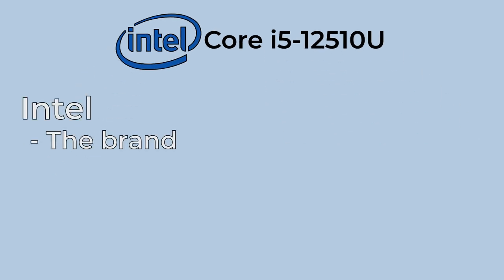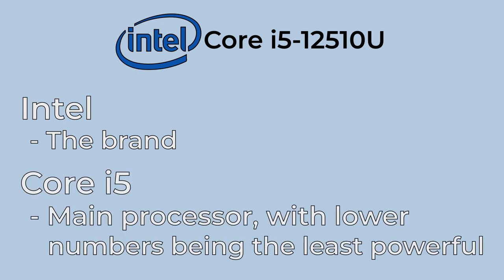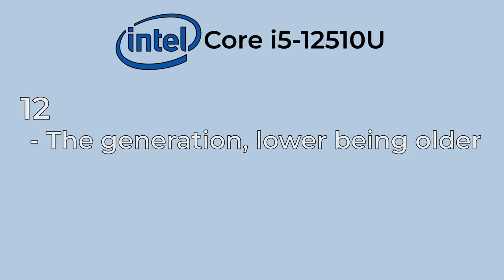12510U. Intel, the brand. Core i5. Intel's main processors are the Core i3, Core i5, Core i7, and Core i9. The Core i3 is the least powerful, and the Core i9 is the most. 12. The first number, 12, refers to the generation. In this case, it's the 12th generation chip. A lower number would be an older model.